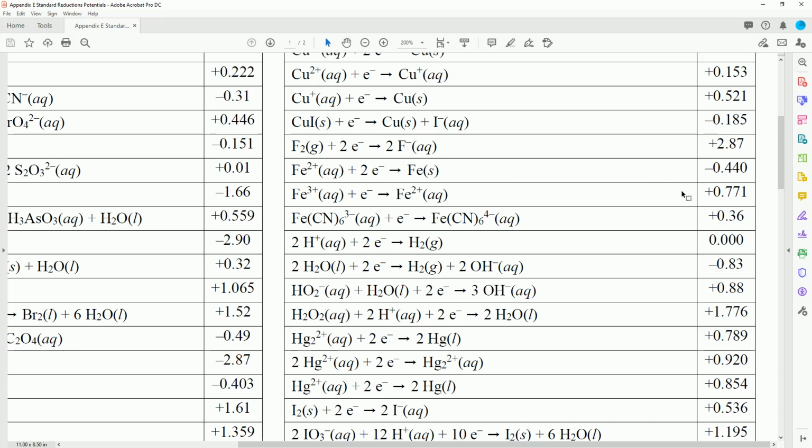I'm going to write this down. So that is negative 0.440 volts. And then our iron 3 to iron 2 is positive 0.771 volts. So we're going to come back over now.